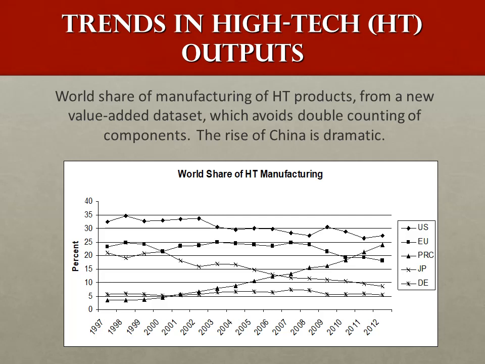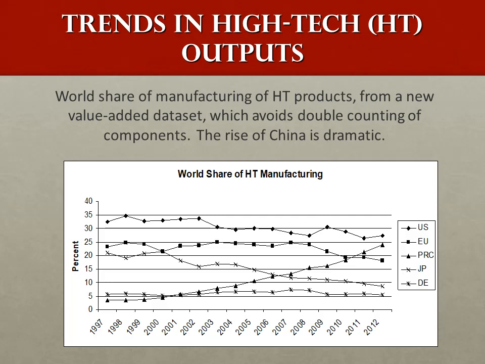And this graph shows the world share of high technology (HT) manufacturing. It has curves on here for the United States, European Union, the People's Republic of China, Japan, and Deutschland, Germany. And probably the most significant trend in this set of curves is the rising curve of the PRC. That's the one with the little up triangles denoting the curve.